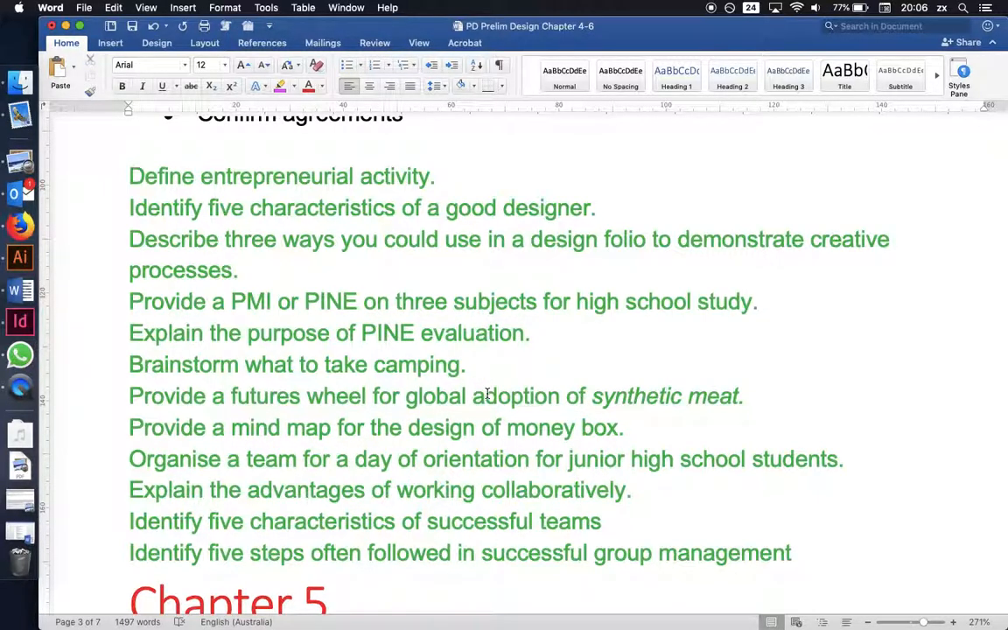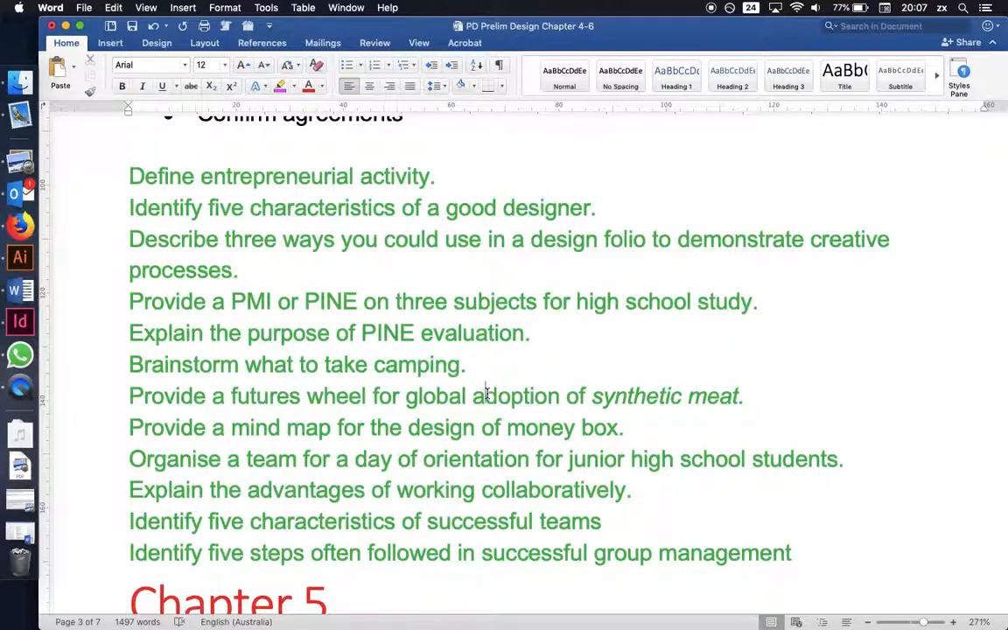Define entrepreneurial activity. I've given a definition at the top, but you might want to come up with your own, seeking out your own sources and taking feedback from other perspectives, and come up with your own definition of entrepreneurial activity. As a matter of fact, I urge you to do that.